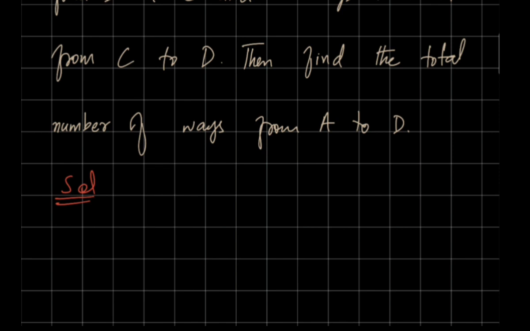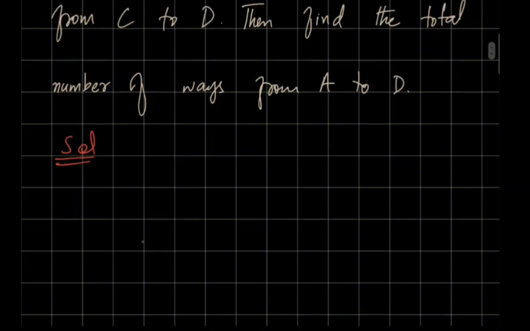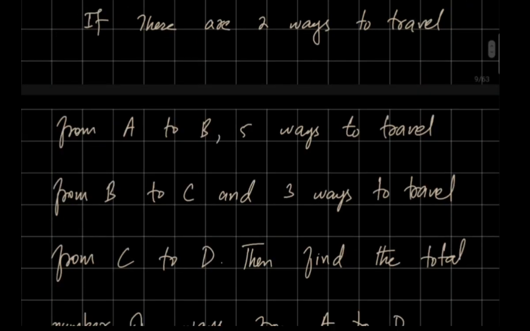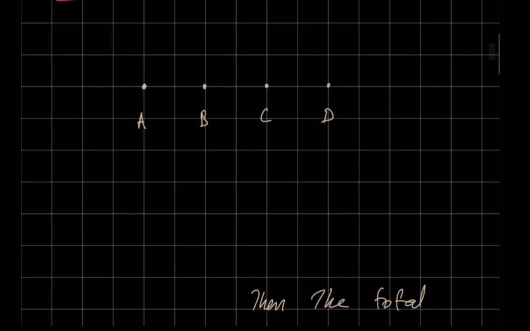First we make the diagram of this situation. Let us have city A here, B here, C here, and city D here. He says that there are 2 ways to travel from A to B. So from A to B, I have this way and this way. So I have these 2 ways from A to B.